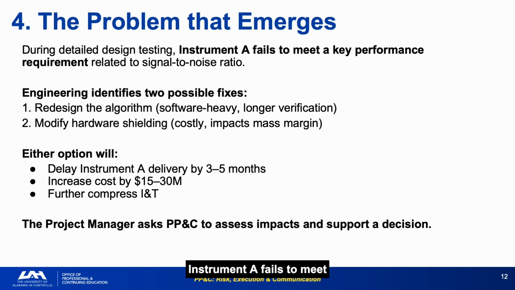Instrument A fails to meet its signal-to-noise performance requirement during detailed design testing, and engineering identifies 2 fixes: redesign the algorithm, software-heavy, longer verification time, or modify the hardware shielding, costly, impacts mass margin. Either option will delay delivery 3 to 5 months and increase cost by $15 to $30 million.